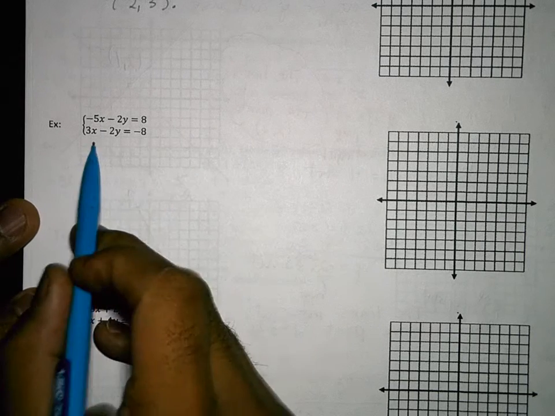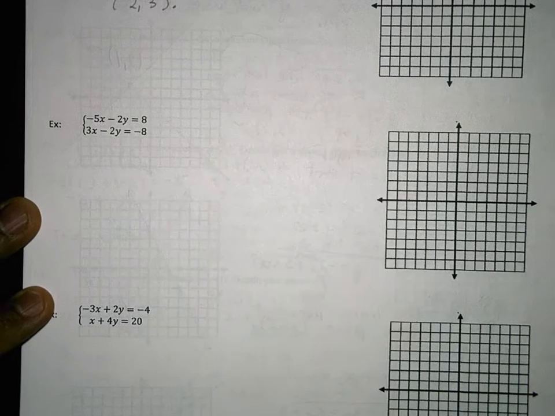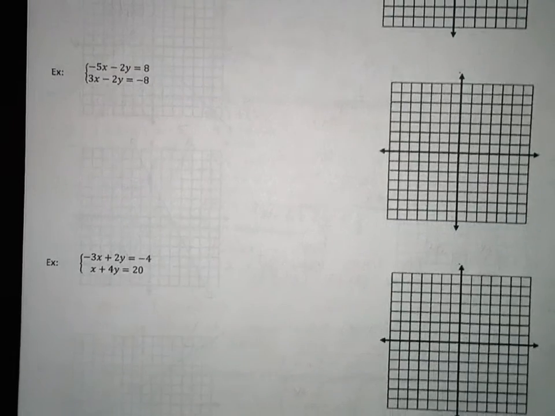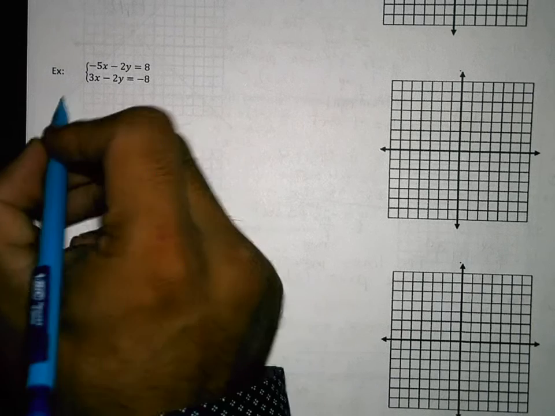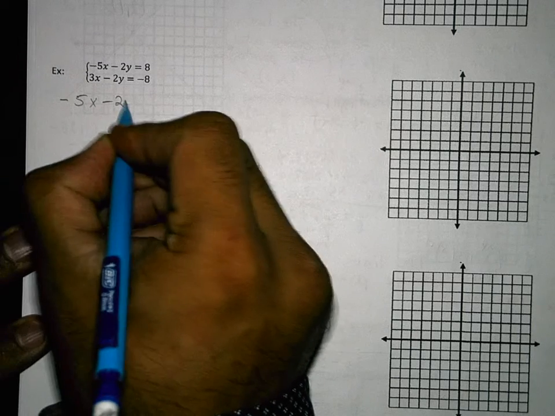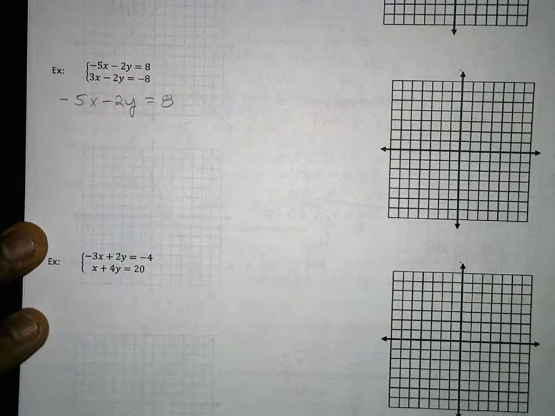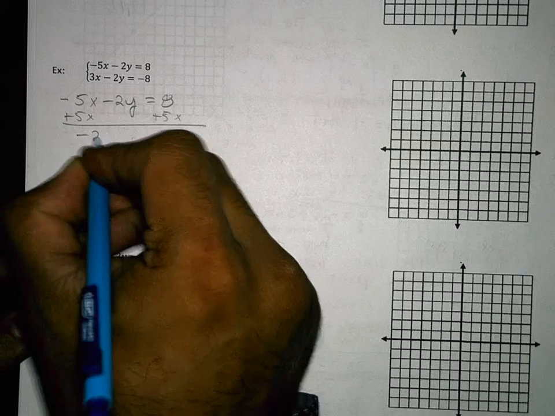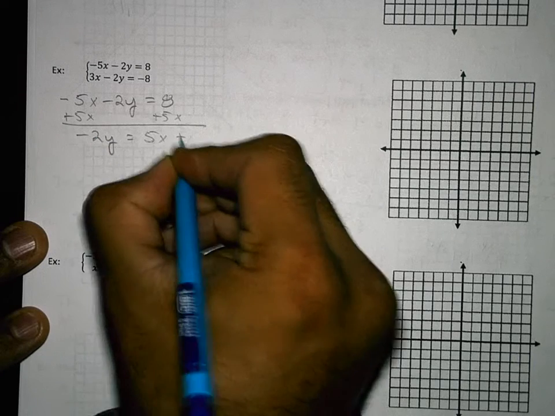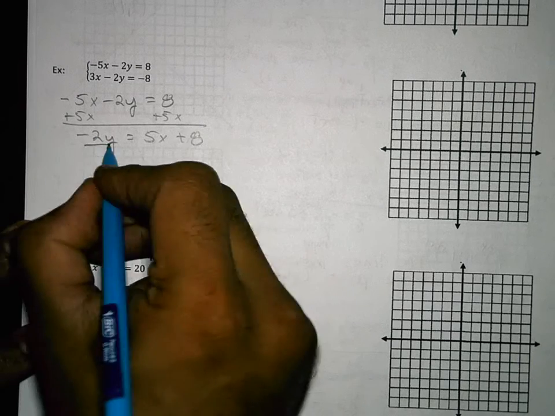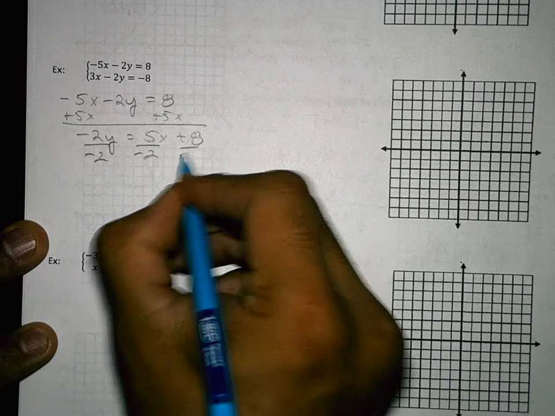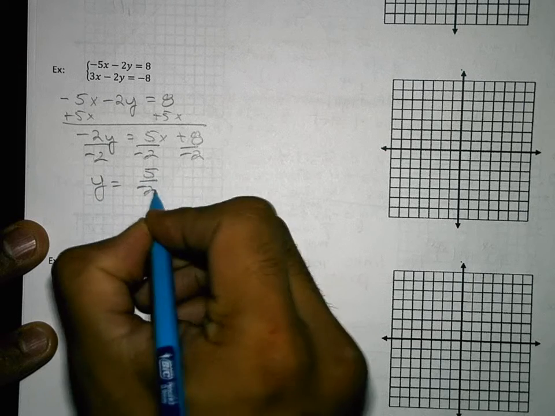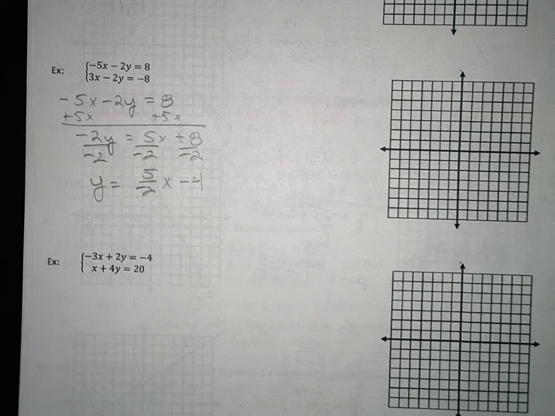So remember, the solution is where the points cross at. Okay, that's what we're trying to get to. So let's go ahead and graph this and solve. So I'll take this top equation. Solve for y. Divide by -2. Y equals 5 over -2x minus 4.